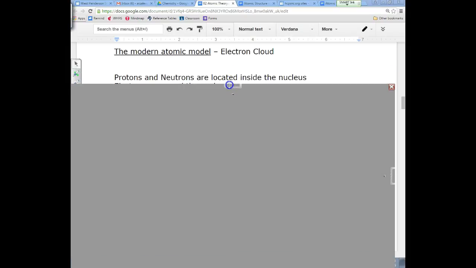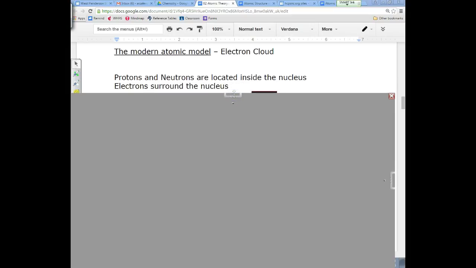So what we have learned from this is that protons and neutrons are located inside that nucleus. And the nucleus is really, really, really tiny compared to the size of an atom. I've heard it said that if an atom were blown up to the size of a football stadium, the nucleus would be a dime in the center of that. So very, very tiny, but that is where those protons and neutrons are located. The electrons are not located in the nucleus. They surround the nucleus in that electron cloud.